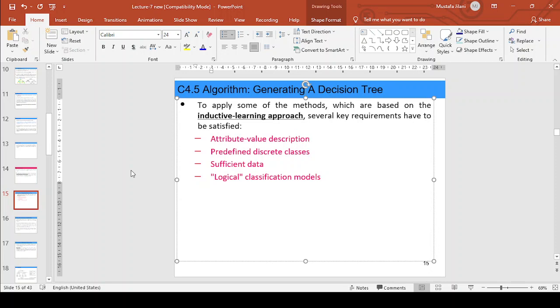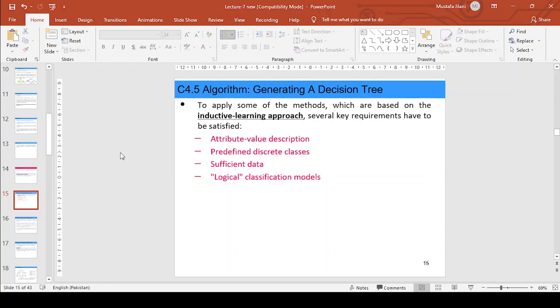Predefined discrete classes: we assume that we already know the discrete output classes, for example good product or bad product, or good marketing strategy or bad marketing strategy. These are logical models. Basically, we are splitting the data based on some formula like information gain, information entropy, or chi-square test. We are doing if-then-else type modeling.